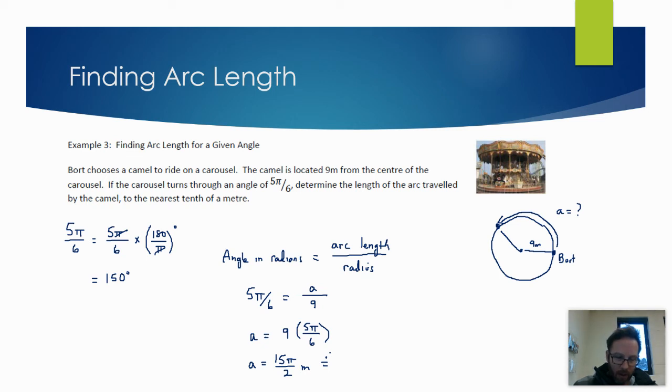Can't believe my pi button. I just can't get over this. Where's my pi button? Oh, guys. Okay. So I was looking for my pi button as one of my orange buttons, but it's actually a button itself. Pi. Okay. 15 times pi divided by 2. So approximately 23.6 meters.